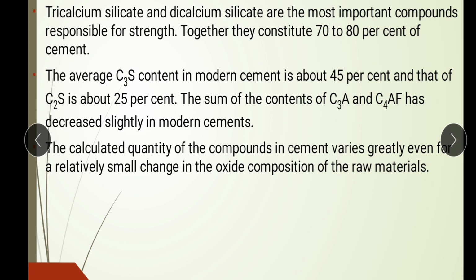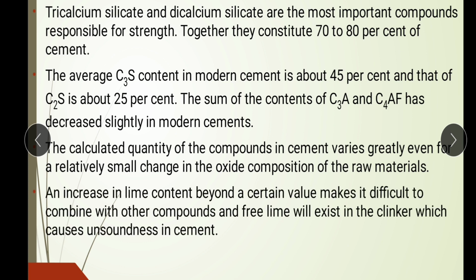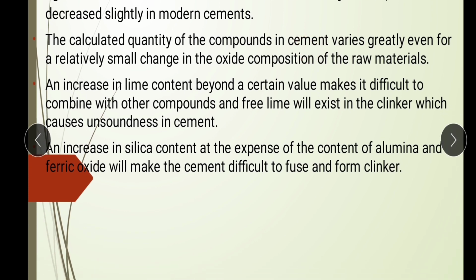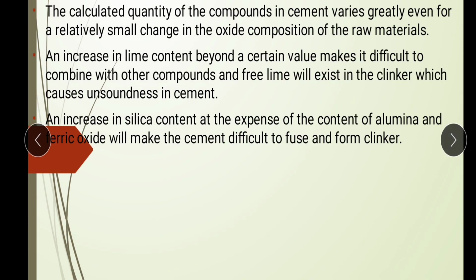The calculated quantity of compounds in cement varies greatly even for relatively small changes in oxide composition of raw materials. Even if we change a little bit the amount of C3A, C3S and C2S, automatically the properties of cement may change. An increase in lime content beyond a certain value makes it difficult to combine with each compound, and free lime will exist in the clinker, which causes unsoundness in cement. So excess lime is also one of the problems because unsoundness may form.